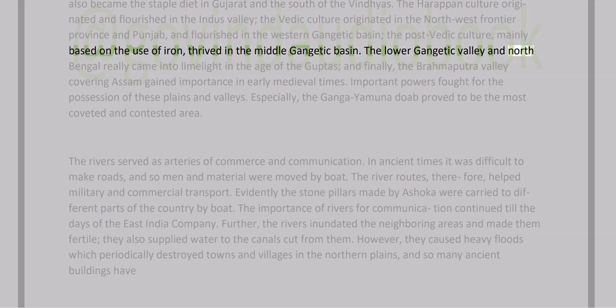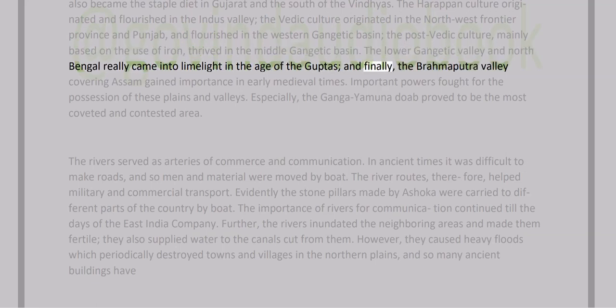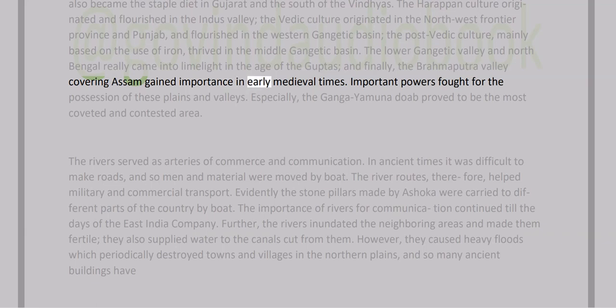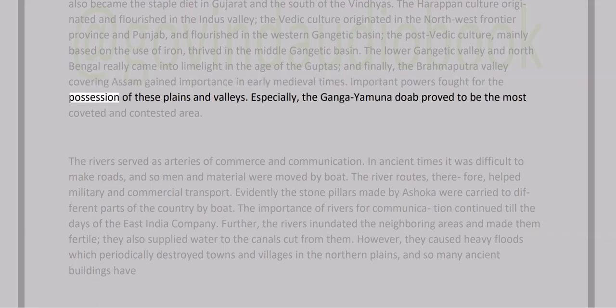The Lower Gangetic Valley and North Bengal really came into limelight in the age of the Guptas, and finally, the Brahmaputra Valley covering Assam gained importance in early medieval times. Important powers fought for the possession of these plains and valleys. Especially, the Ganga-Yamuna Doab proved to be the most coveted and contested area.